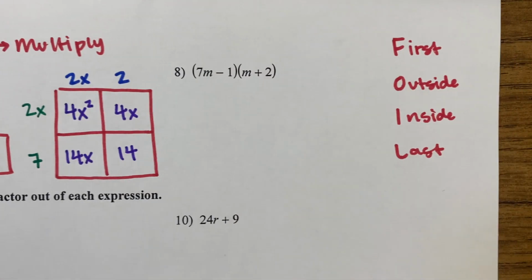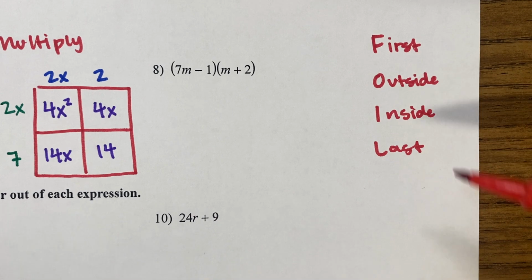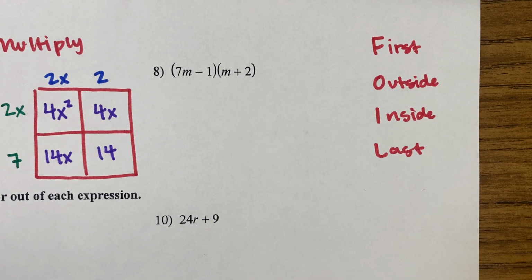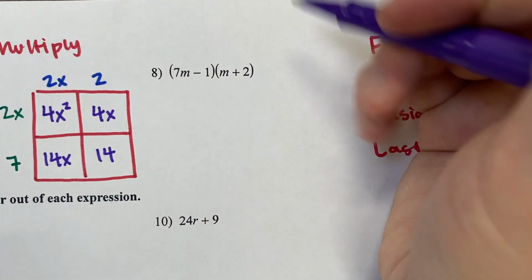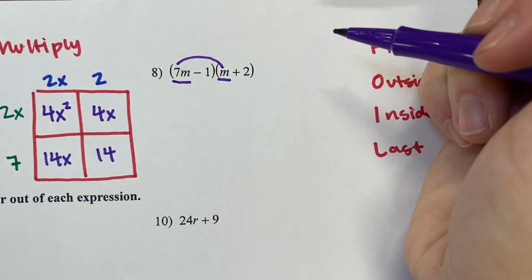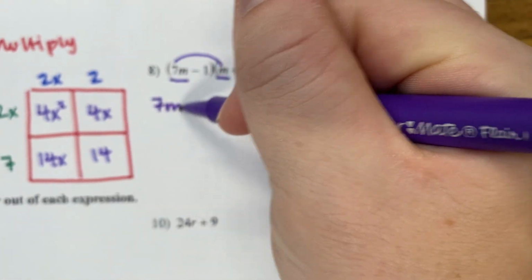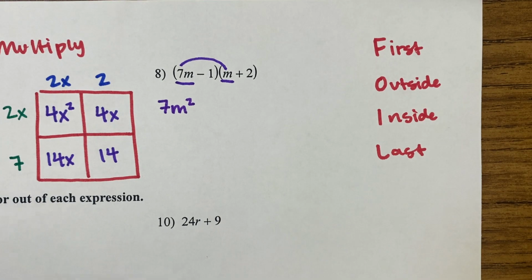All right, let's look at number 8. Okay, so let's go ahead and use FOIL for this one. Okay, so FOIL, we're going to multiply the first ones first, my first terms of each binomial, 7m times m. Okay, so 7m times m is going to give me 7m squared.